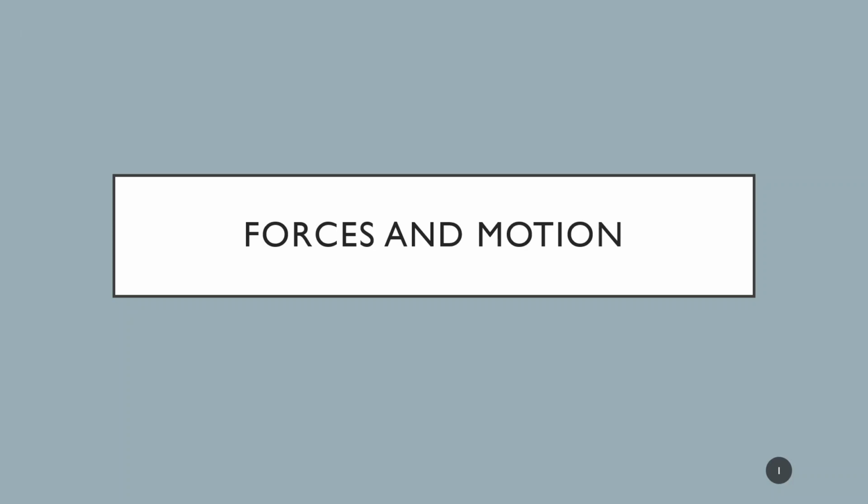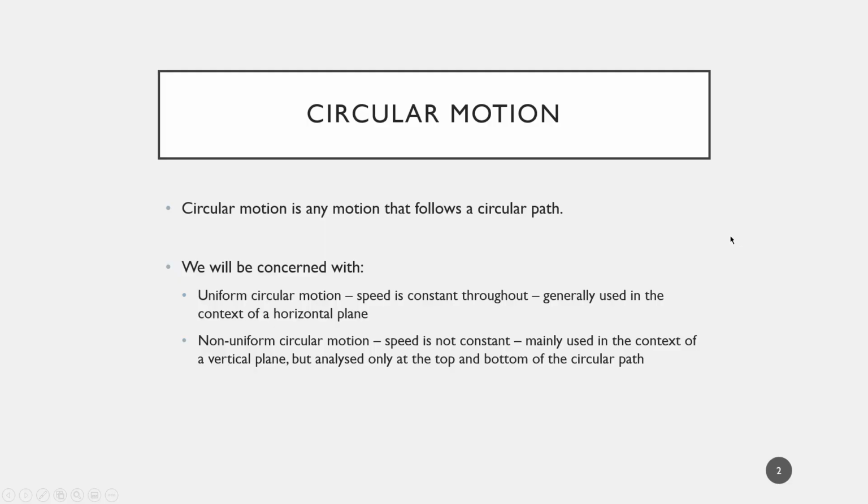Hi guys. In this next few videos we'll be looking at circular motion as it pertains to the Year 12 study design. So all we've got to remember is that circular motion is any motion that follows a circular path. It could be a horizontal circle, it could be a vertical circle, so long as the object is moving in some kind of circular path, or at least part of a circular path, then we can consider that object to be in circular motion.